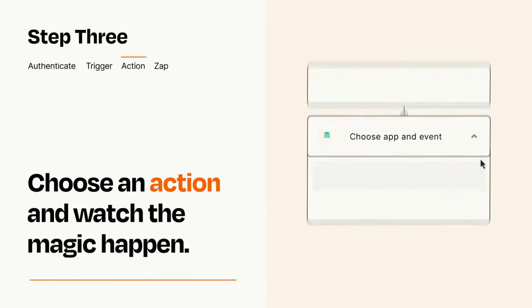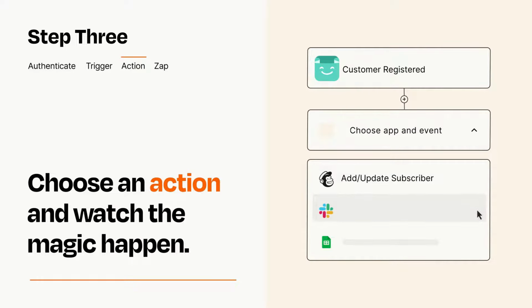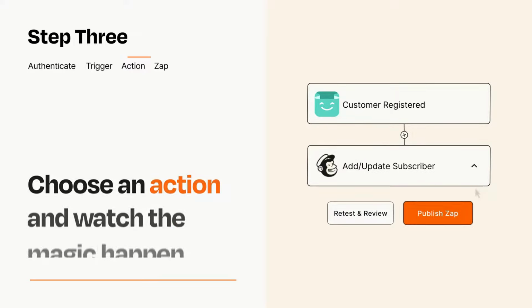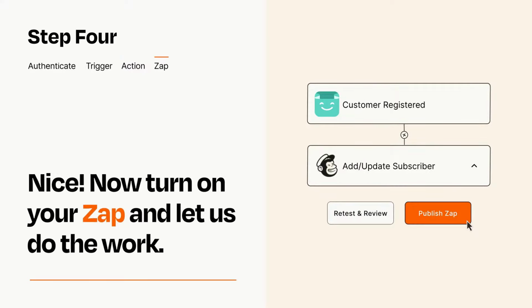Choose the action you want to happen in your target app. You'll see a bunch of fields where you can specify the details of your Zap. You can type free-form text or pull data in from your trigger step as needed. Turn on your Zap and Zapier will start doing your work for you.